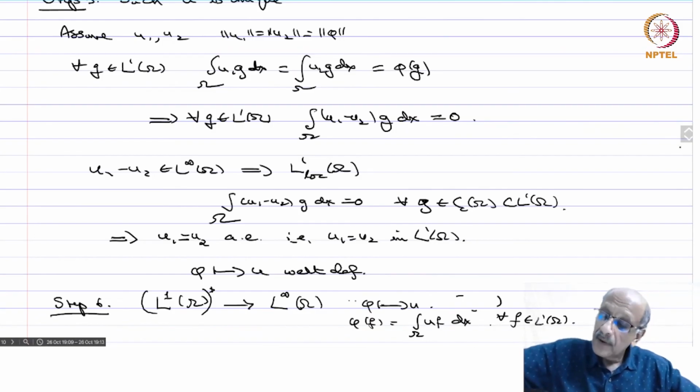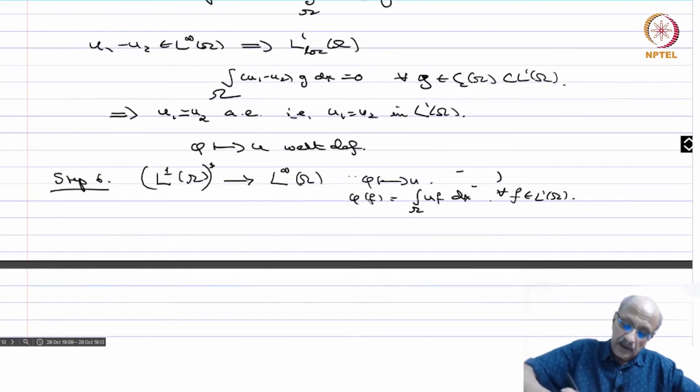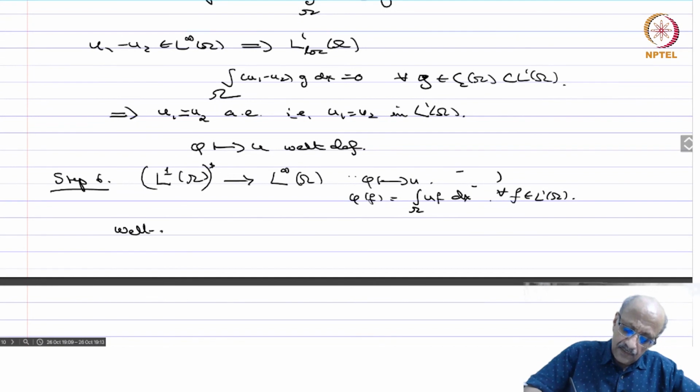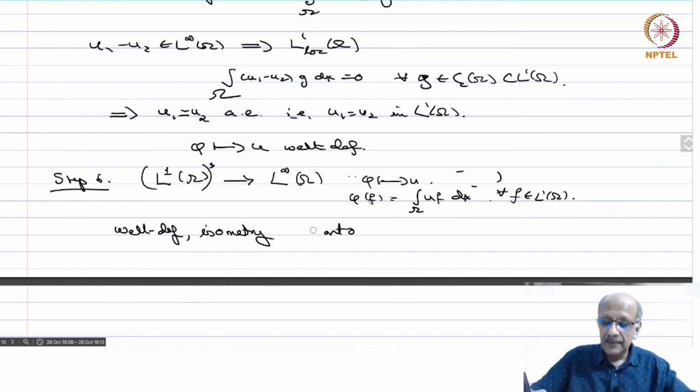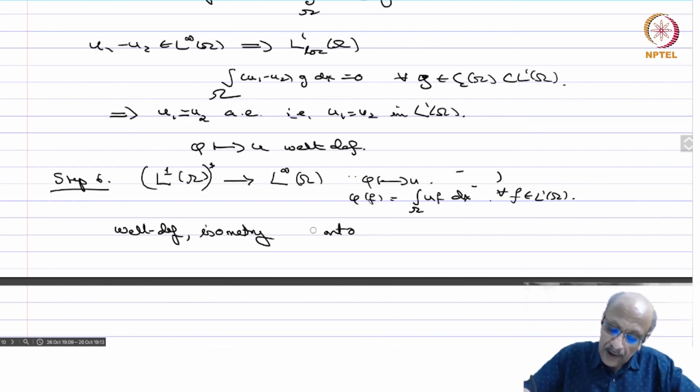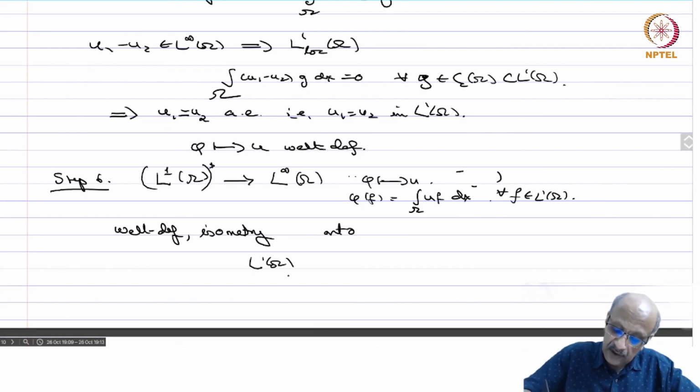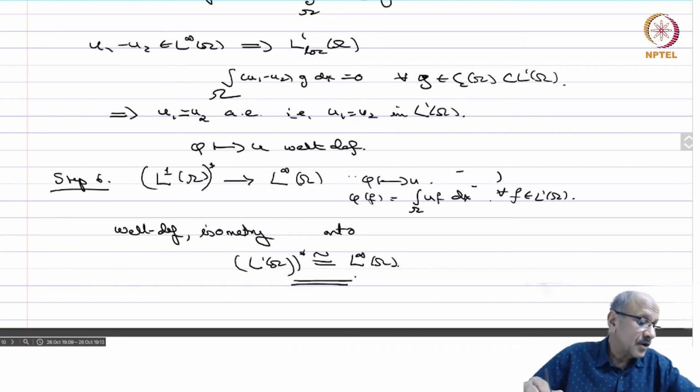This map is well defined, an isometry, and one-to-one and onto. So it's one-to-one because it's an isometry, and it's also onto. Okay, and therefore you have that L1 of Omega star is isometrically isomorphic to L infinity of Omega. So this proves the Riesz representation theorem.